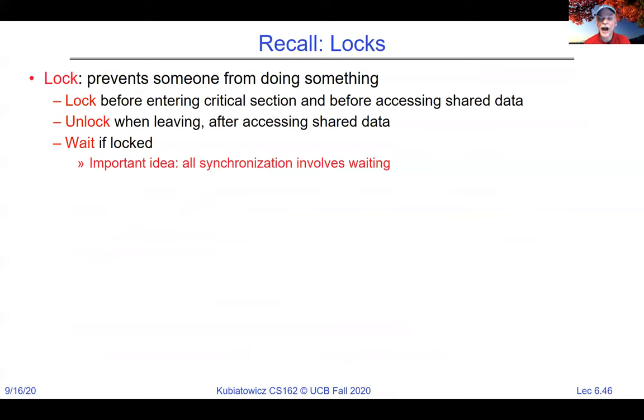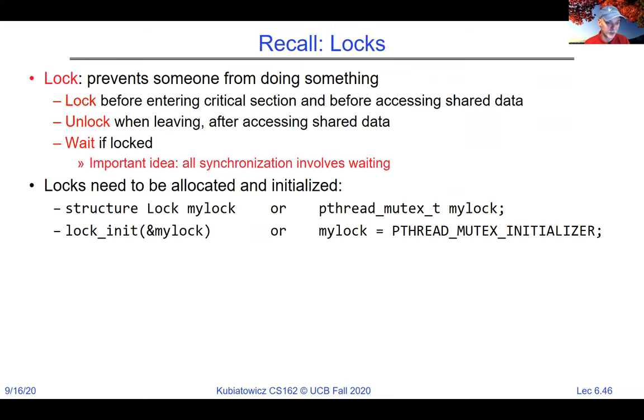So if you remember what a lock is, a lock prevents somebody from doing something. So you lock before entering a critical section. You unlock when you're done. And you wait if the thing's already locked. You wait for it to be unlocked. And so the key idea here is that all synchronization, in order to make something correct, always involves waiting. So rather than running right away, you wait so that the atomic sections don't get interleaved. So waiting is actually a good thing here as long as you don't do it excessively.